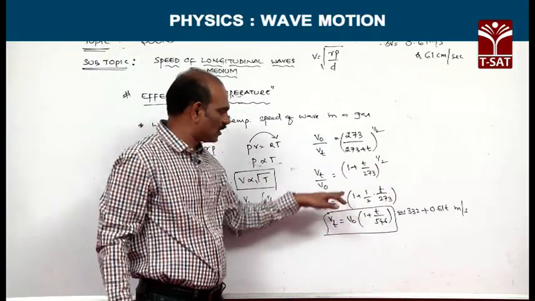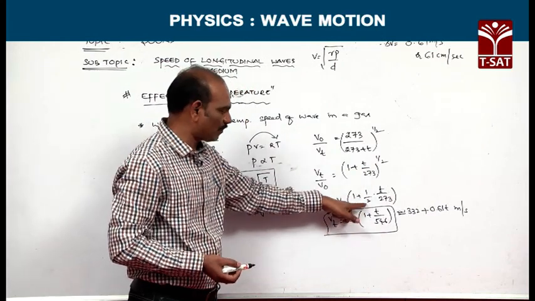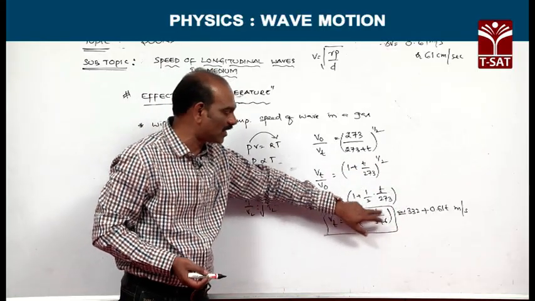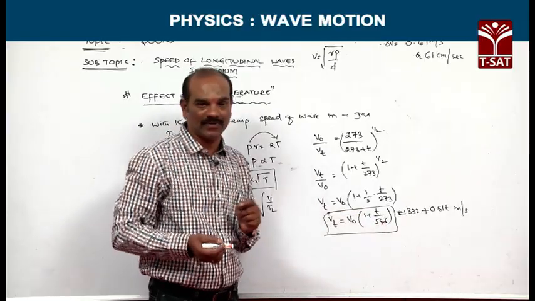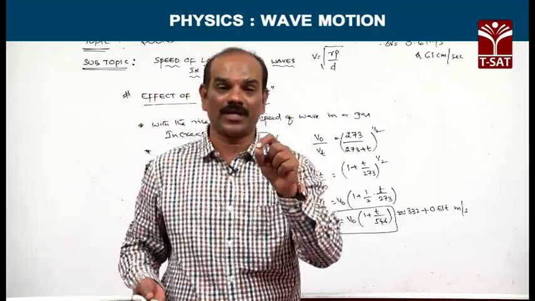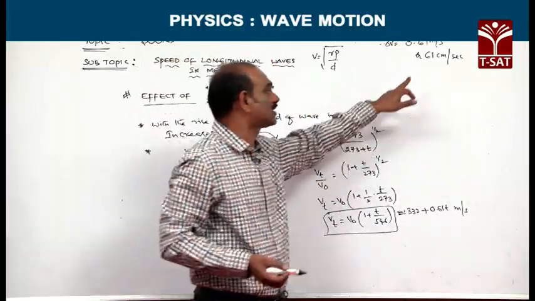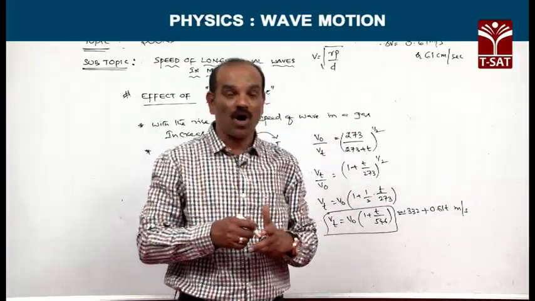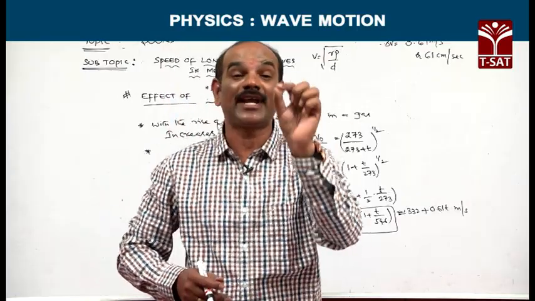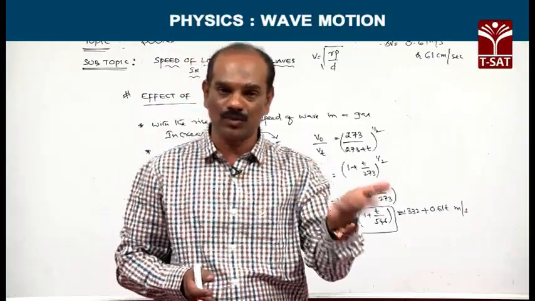Using binomial expansion, V0 stays V0, 1 is 1, and 1 by 2 comes as the factor, so 1 by 2 into t by 273. After simplification, Vt is equal to V0 into (1 + t/546). With this simplification we can say, for a small variation of temperature, for every rise of 1 degree centigrade, the speed of sound increases by 0.61 meters per second or 61 centimeters per second. Therefore, for small variations of temperature, we can use this value.